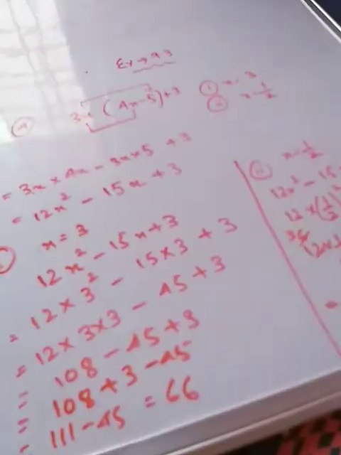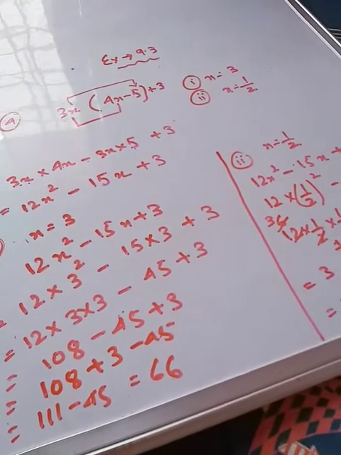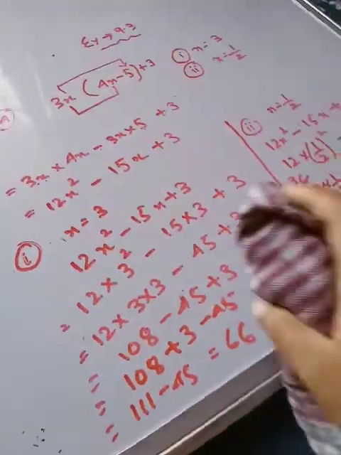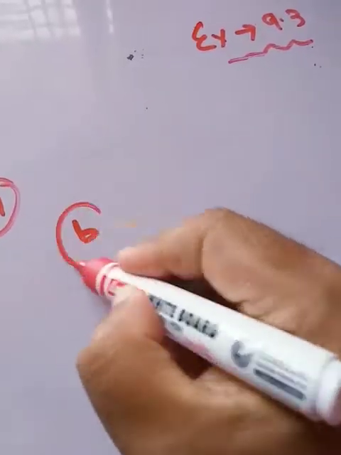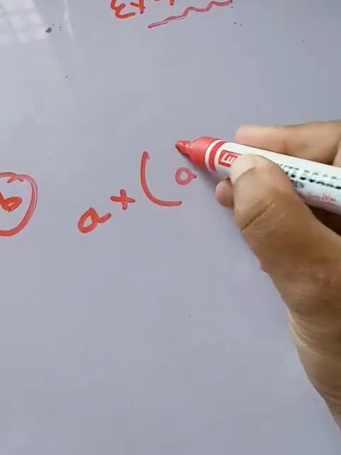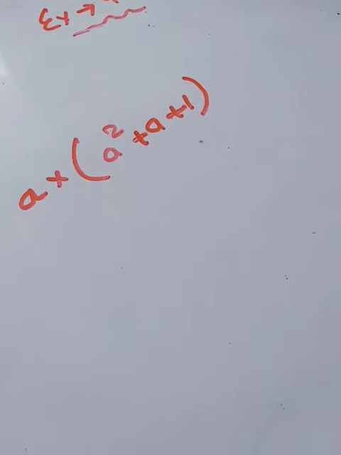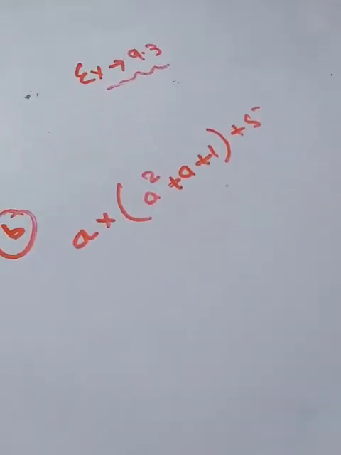Now this is how you have to do the second sum, that is number B. First you have to simplify and then you have to put the values of A. Okay, let's do it. Now sum number B is what? Sum number B is A into (A square plus A plus 1), and then it is plus 5. So first we have to simplify it.